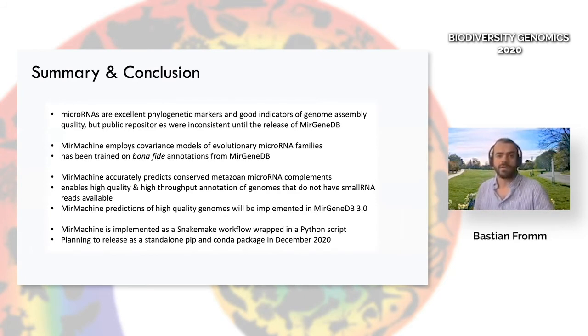As a summary and conclusion, we have here a nice pipeline, MirMachine, that uses bona fide microRNA annotation from MirGeneDB, and we can accurately predict microRNA complements. And these will be then implemented in our next release, MirGeneDB 3, and we are planning to release MirMachine as a pip and conda package by the end of 2020. Thanks for your attention.